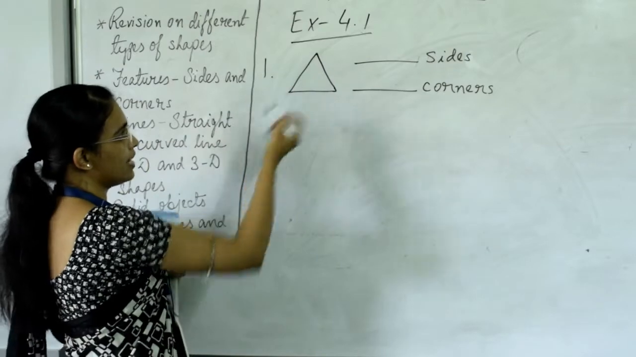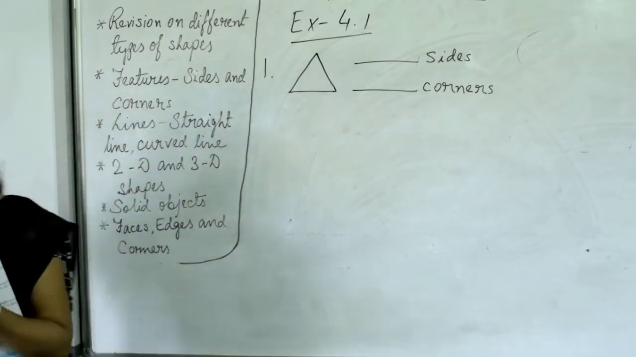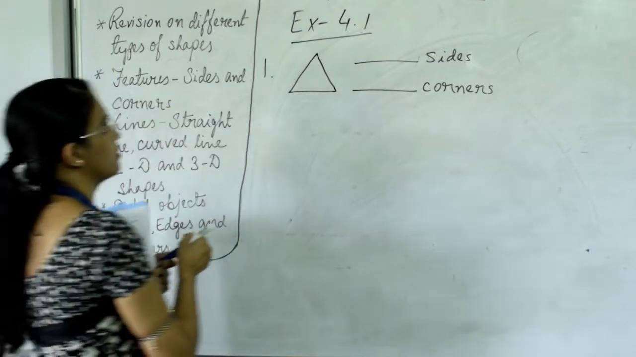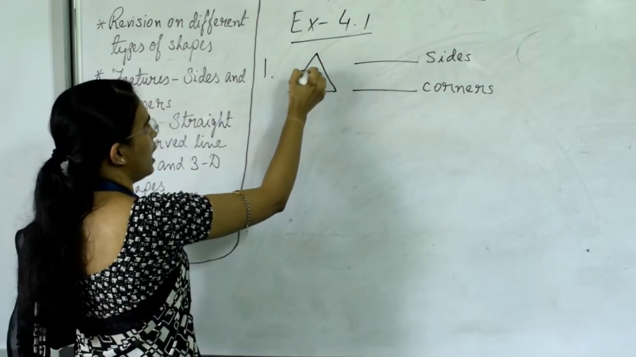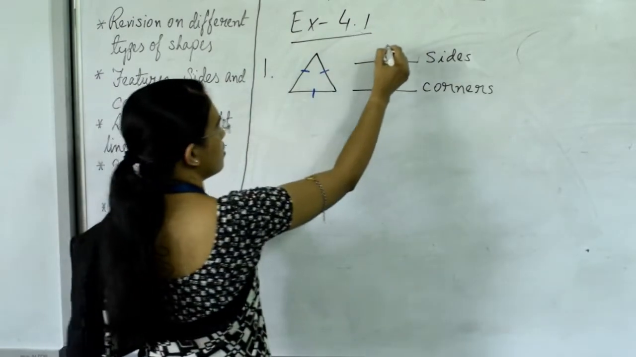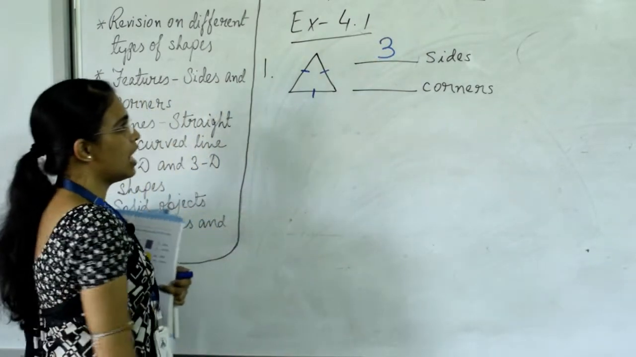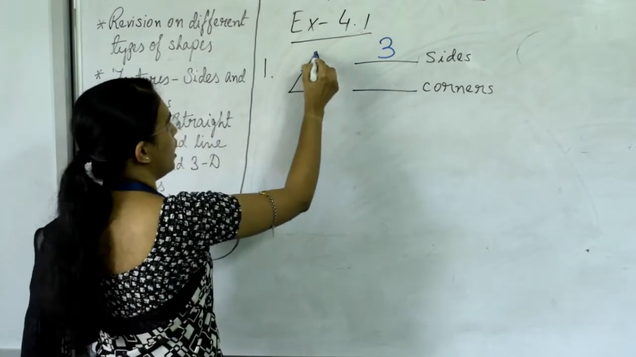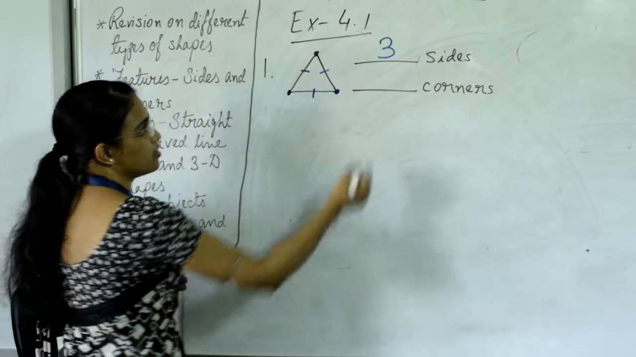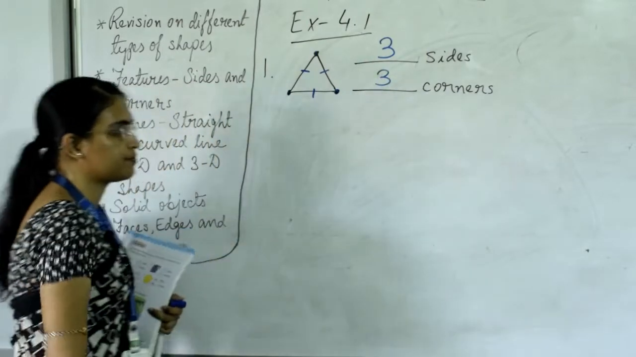So how many sides can you see here in a triangle? Look, 1, 2, 3. 3 sides. Okay. So write here 3. And how many corners? 1, 2, 3. 3 corners. So write here 3.